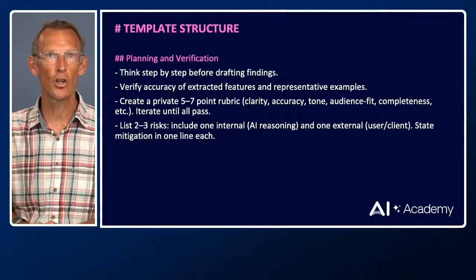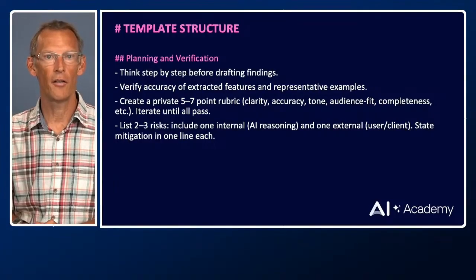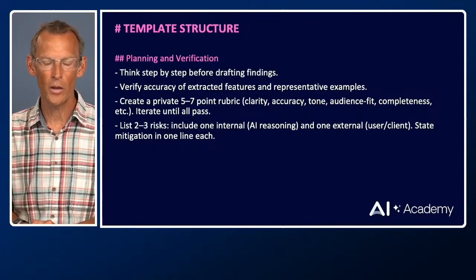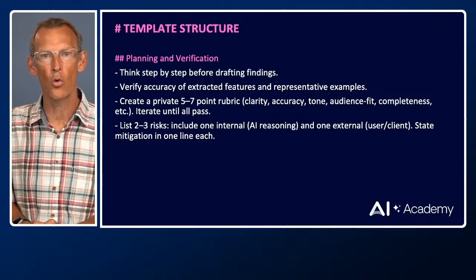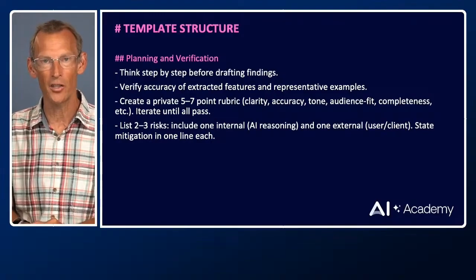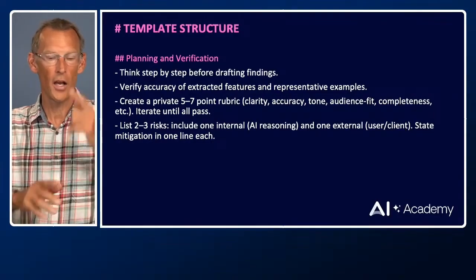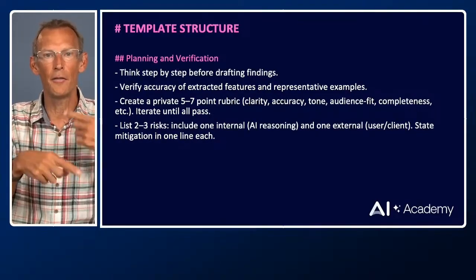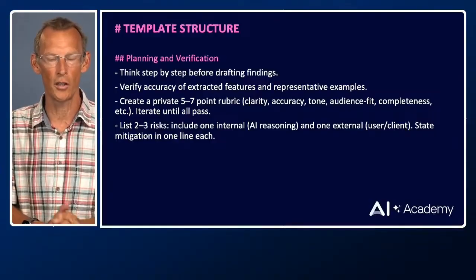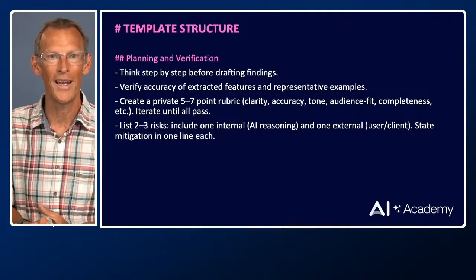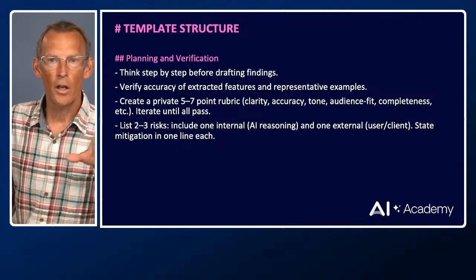That's why it says create a private 4 to 7 point rubric. But that's what it'll do. Behind the scenes, it will come up with this scoring system and test itself against the output. And if it doesn't pass, it will iterate until it feels it's passed its scoring system on all the things that are important in the output. So I want to go through those 5 points. Let's pull that together and make it more practical for us.